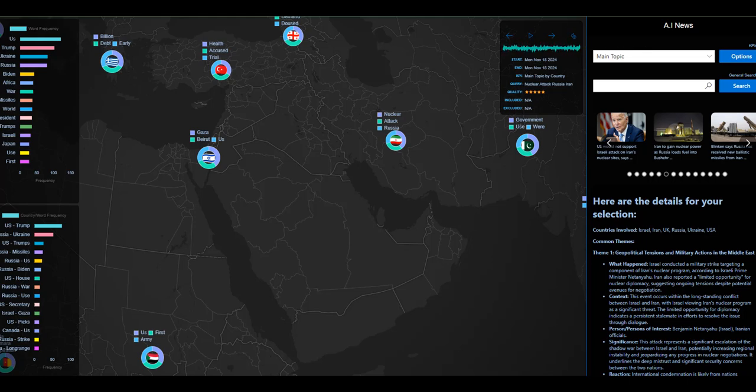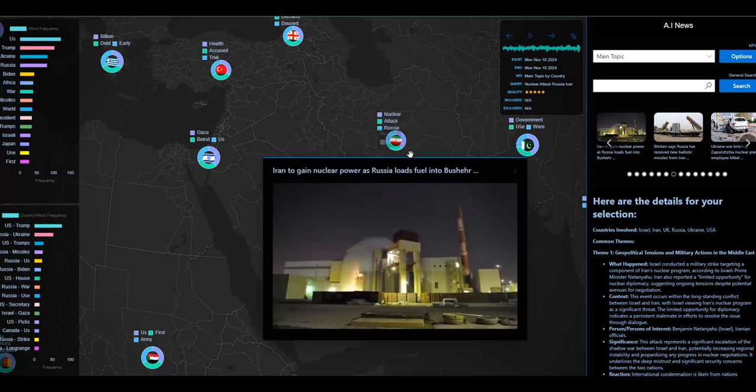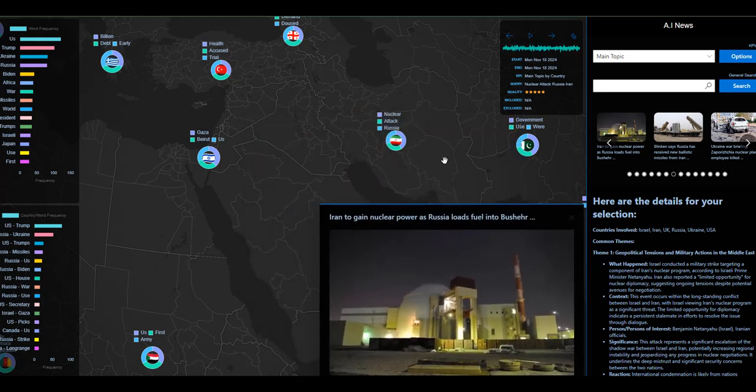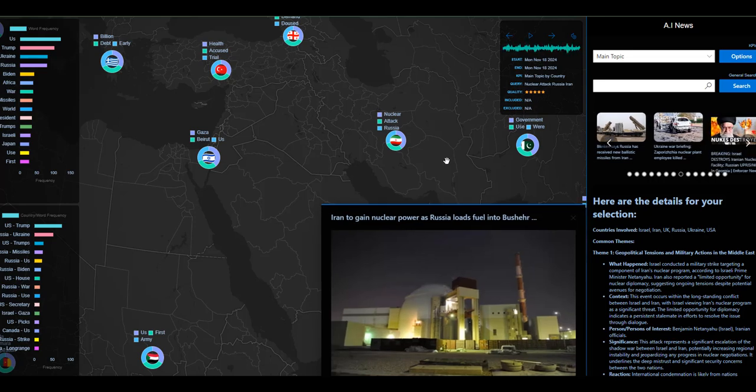Here are the details for your selection. Countries involved: Israel, Iran, UK, Russia, Ukraine, USA. Common themes. Theme 1. Geopolitical tensions and military actions in the Middle East.